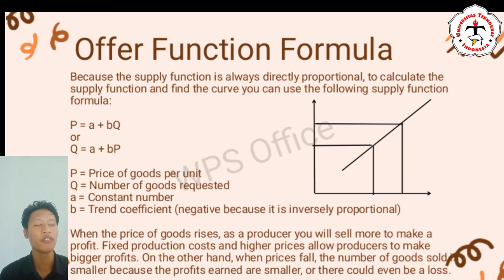Supply function formula. Because the supply function is always directly proportional, to calculate the supply function and find the curve, you can use the following supply function formula. P equals A plus BQ, or Q equals A plus BP. P for price of a good per unit, Q number of a good requested, A constant number, and B trend coefficient. When the price of a good rises, the producer will sell more for more profit.